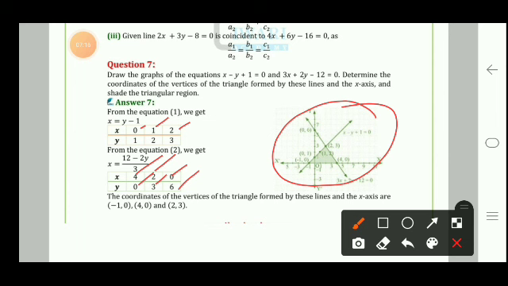Now it is given that the triangle is formed by these lines and the x-axis. So this is the line and this is the x-axis. So this is the required triangle. The coordinates of the vertices of the triangle formed by these lines and the x-axis are minus 1, 0; 4, 0; and 2, 3. Okay, so with this we come to the end of the solution of the exercise.